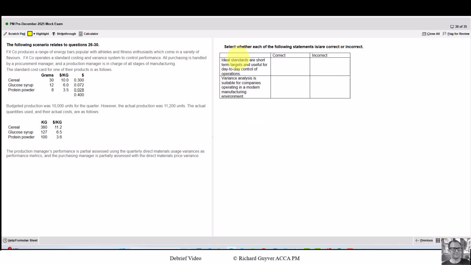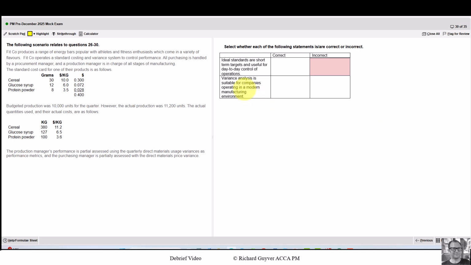Whereas this one is more generic. I can see select whether each of the following statements is or are correct. Ideal standards are short-term targets and useful for day-to-day control of operations. Ideal standards are not achievable. So comparing performance against something that's not achievable means every variance would be adverse. It would demotivate and is not a good way to set targets or measure performance.